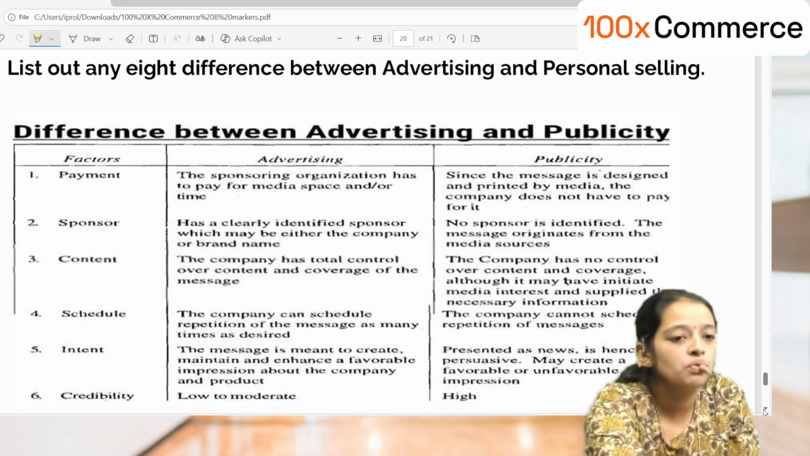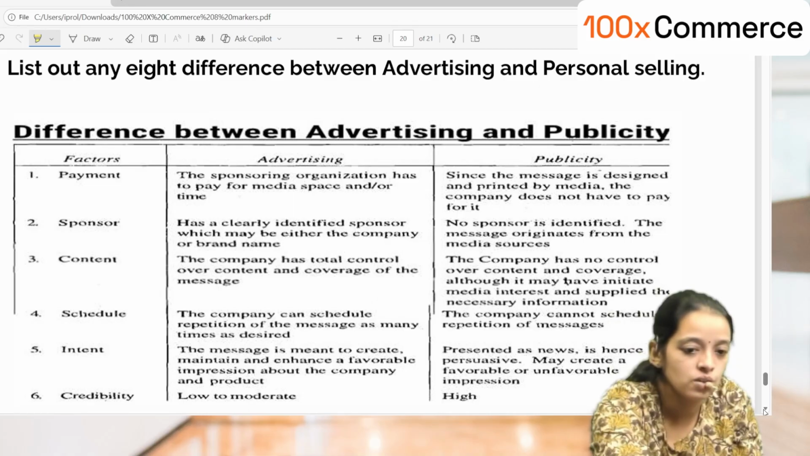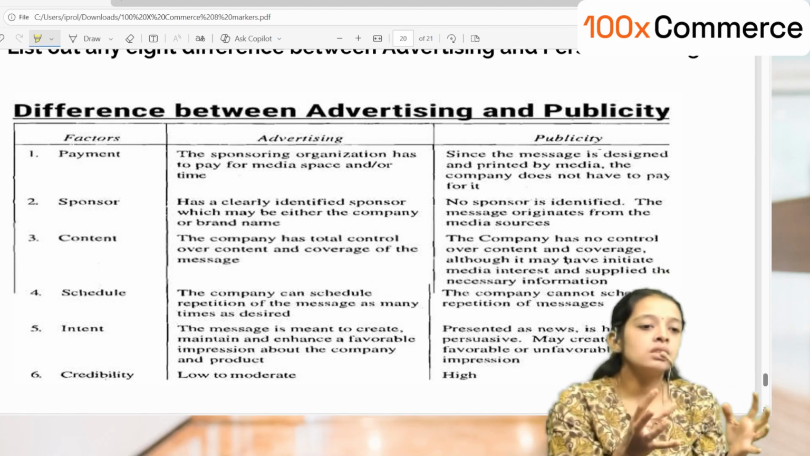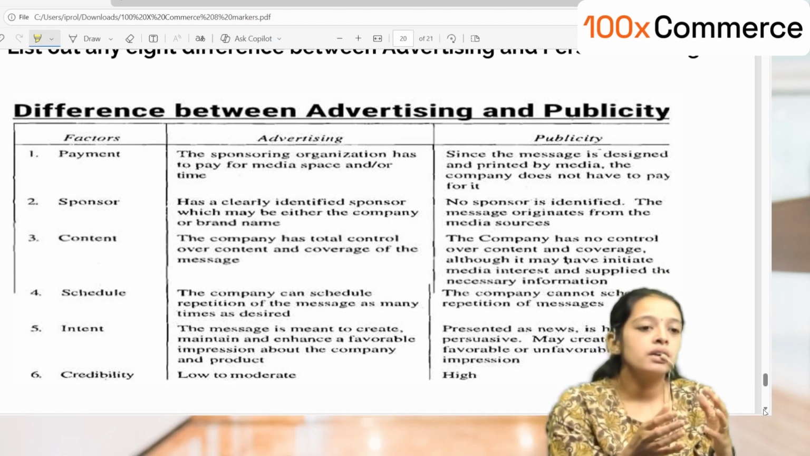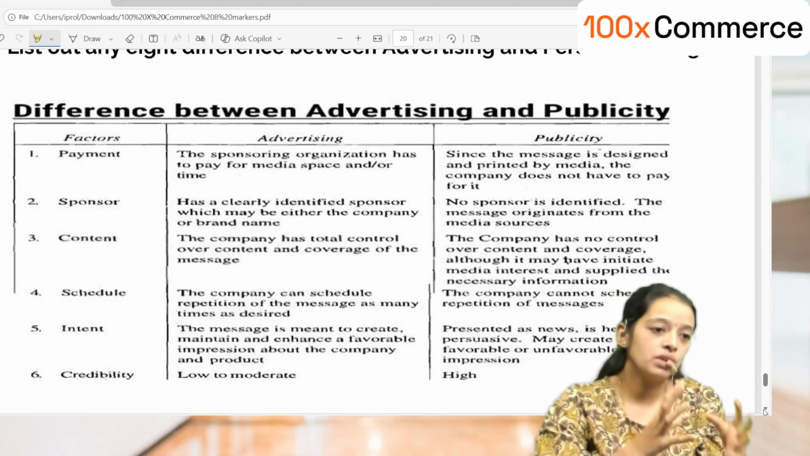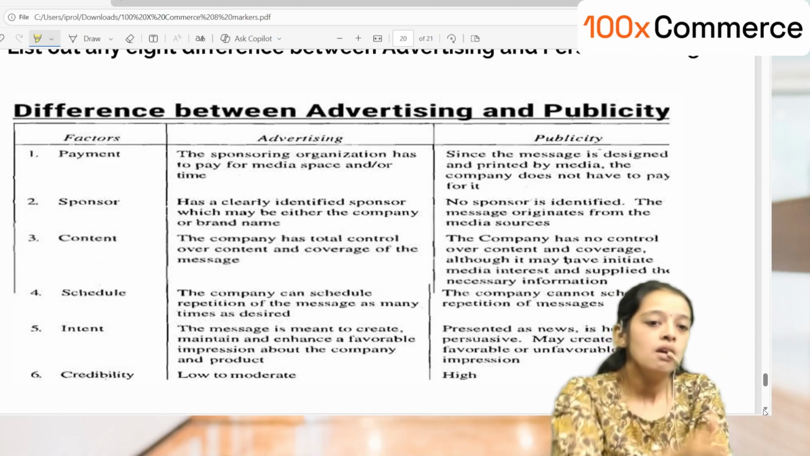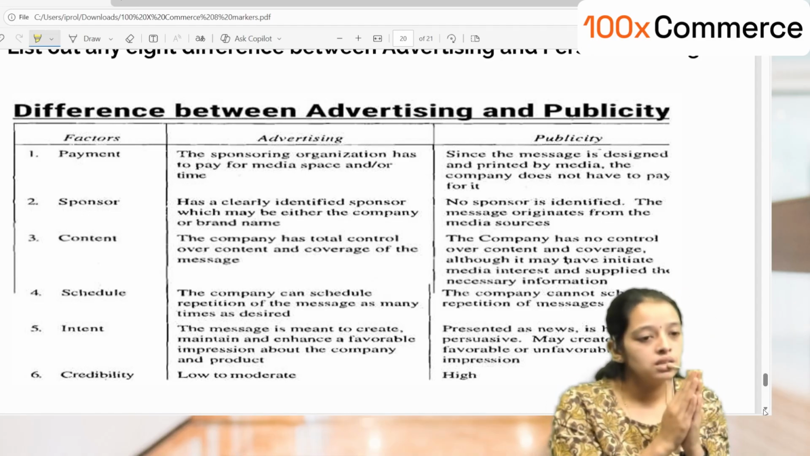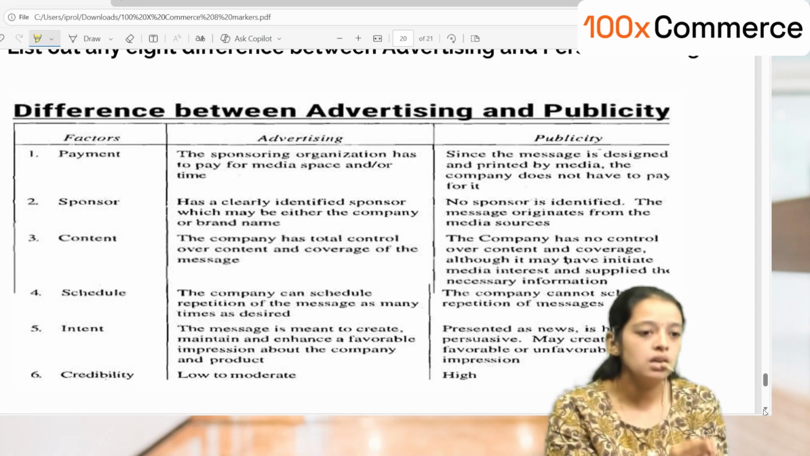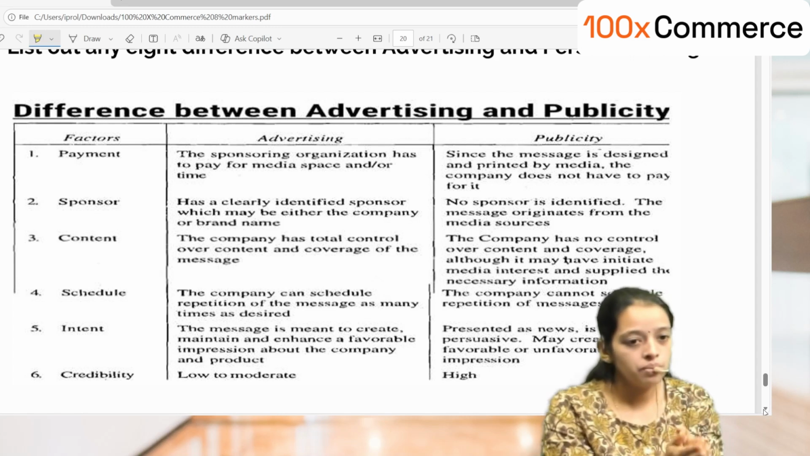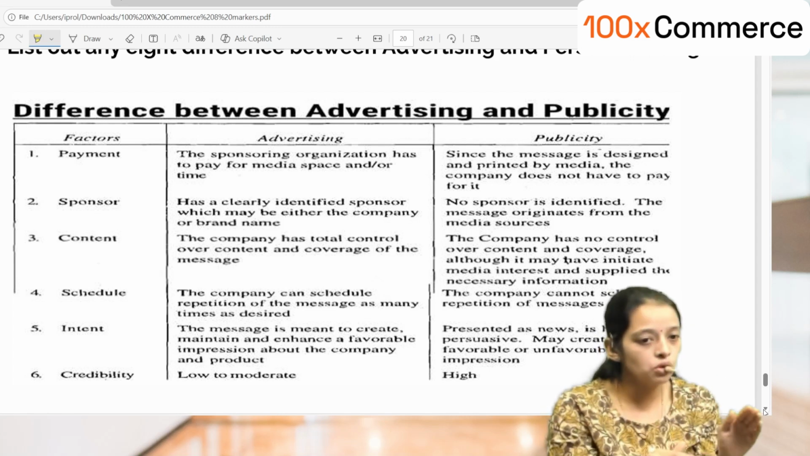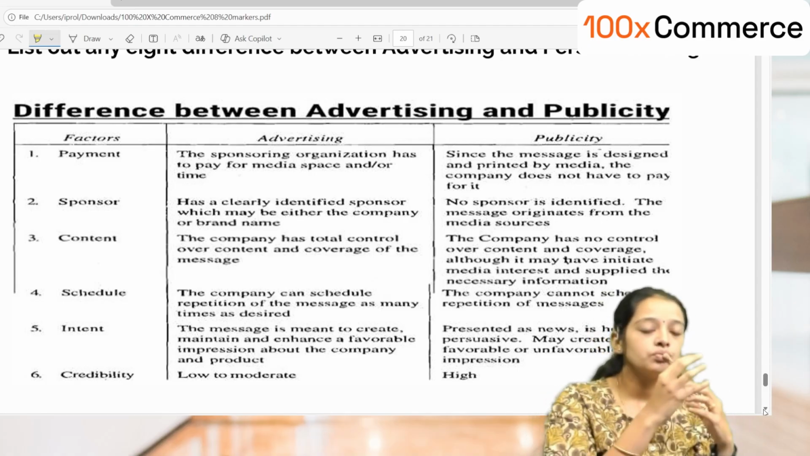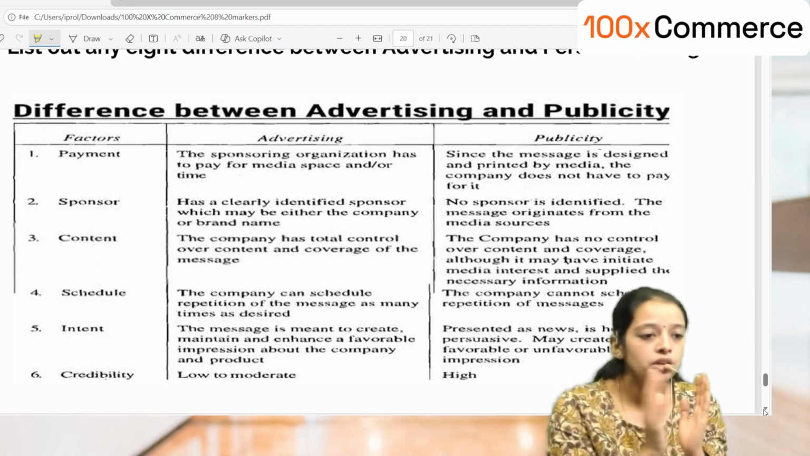Next one, difference between advertising and publicity. As we already know, advertising is in the form of a sponsorship, and the messages are designed in a very standard manner, but in case of publicity it is just a mouth-to-mouth communication. And in advertising there is an identified sponsor, who will be either a company or a brand name. But in case of publicity there is no sponsor, the communication happens from one person to another person, just face to face or mouth to mouth.